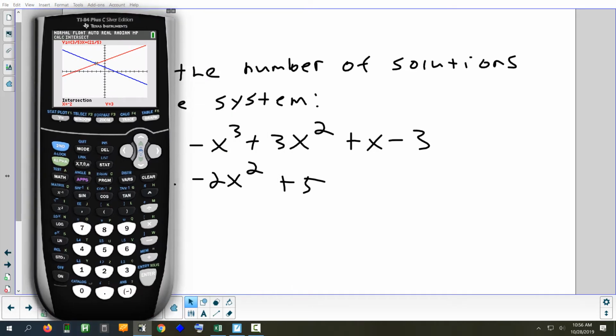All right, so we've got, let's see, -x³ plus 3x² plus x minus 3. All right, so that's that one. And we've got -2x² plus 5. And again, I'm going to do zoom 6. Start with that. See what happens. All right, so we got a cubic turning twice. And a parabola. So find the number of solutions.